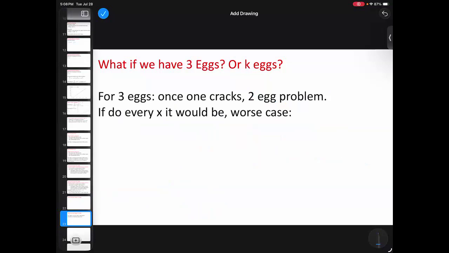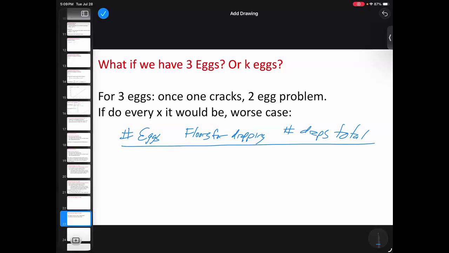Okay, so if we do 3 eggs, we know what's going on. So let's summarize our knowledge. So number of eggs, floors for dropping, the number of drops total. When we had 1 egg, how many floors did we have to drop? Every one, and the number of drops total was n. With 2 eggs, how many floors for dropping? Square root of n. And how many drops total?